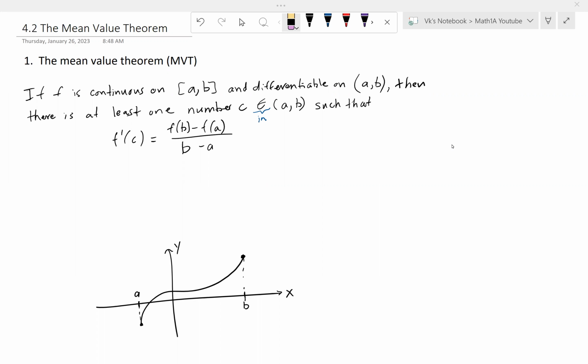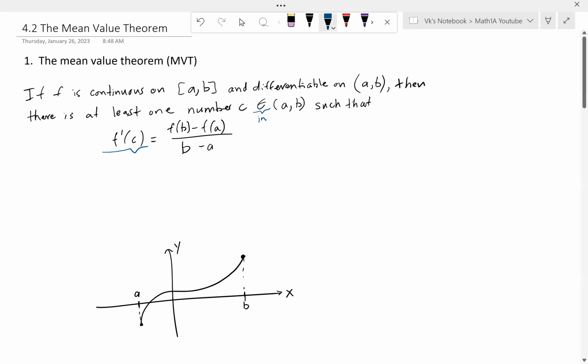Today we explore lesson 4.2, the mean value theorem. Number one, the mean value theorem, MVT: if f is continuous on the closed interval a to b and differentiable on the open interval a to b, then there is at least one number c in the open interval a to b such that f prime c equals f(b) minus f(a) over b minus a.